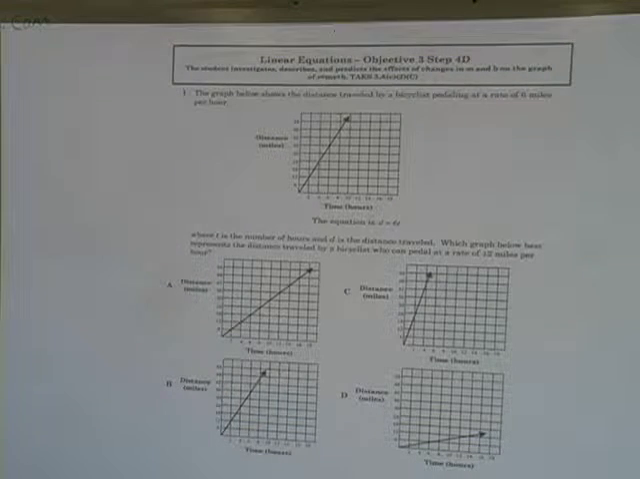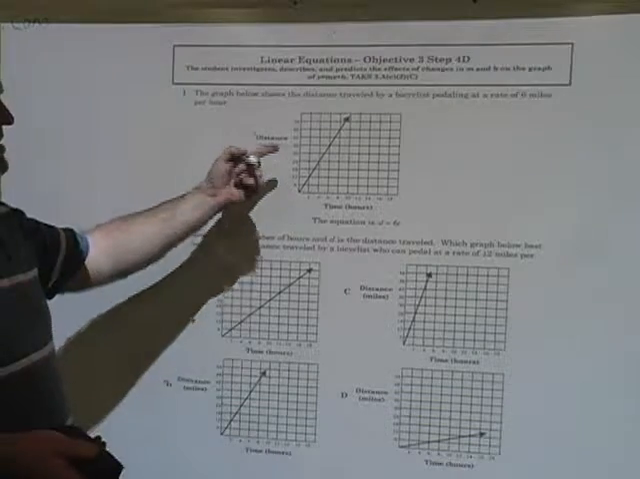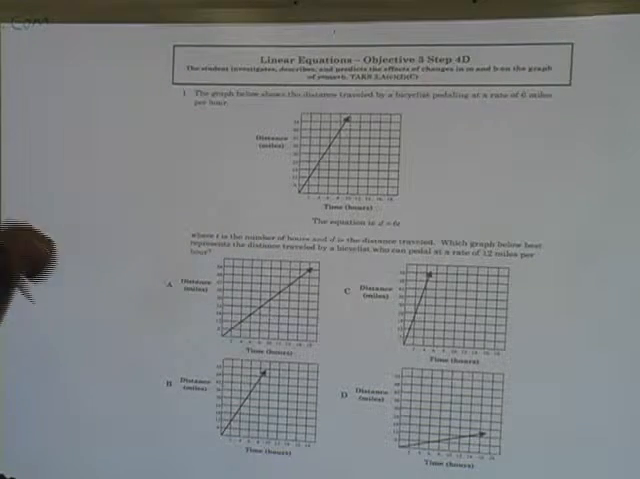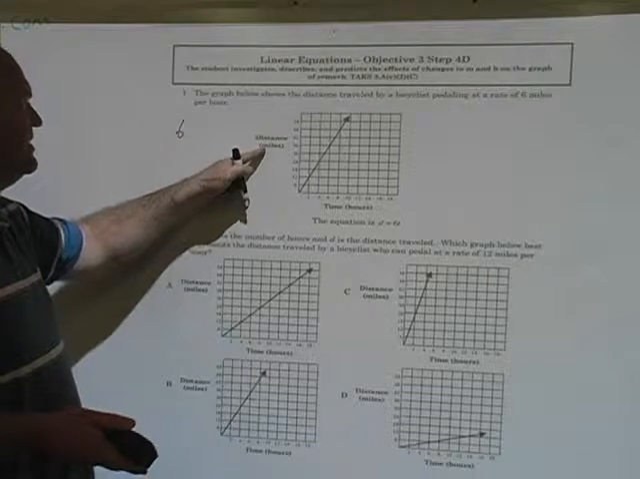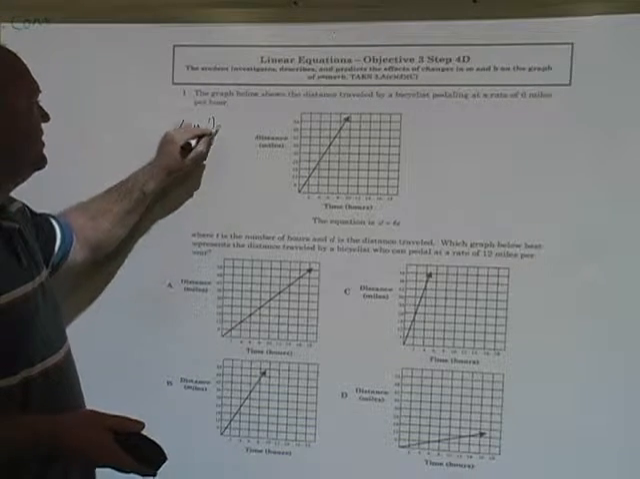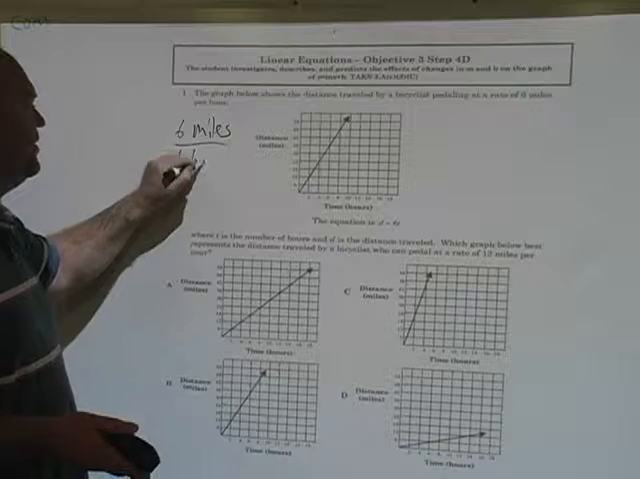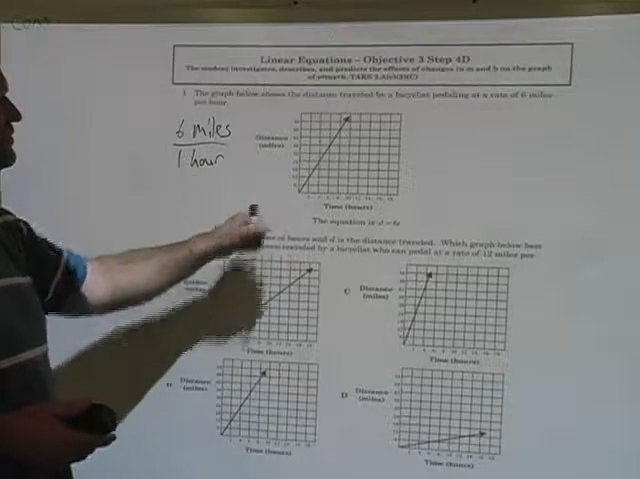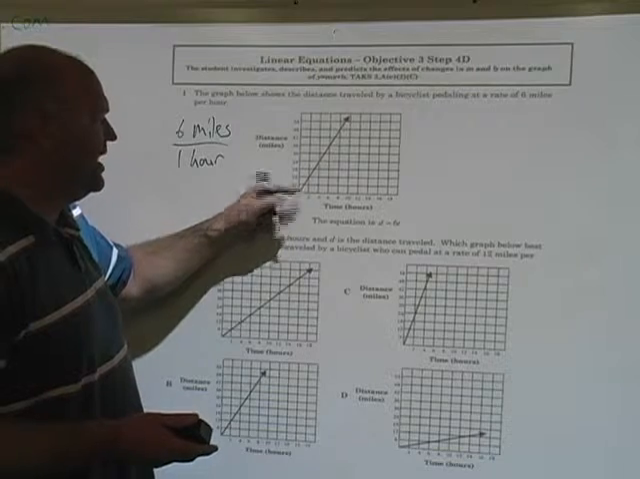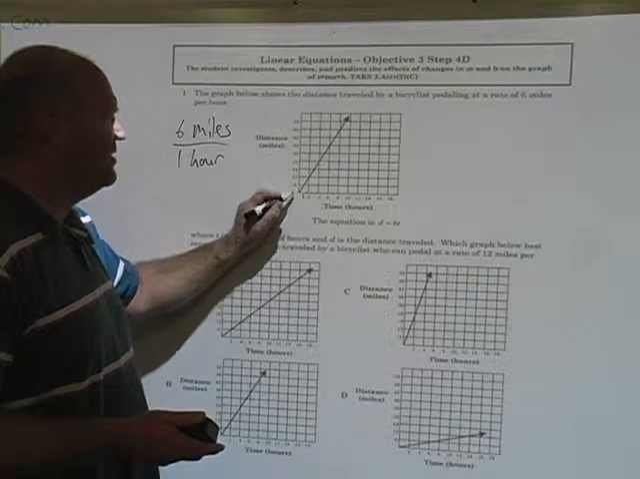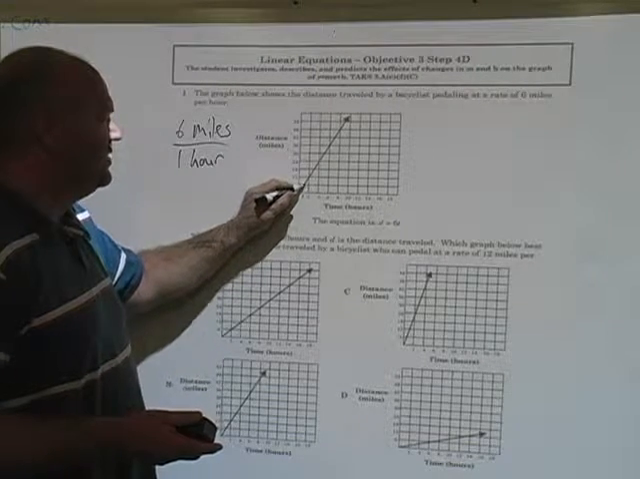Same thing here. This is the distance traveled by a bicyclist pedaling at a rate of 6 miles per hour. So they're going 6 miles in 1 hour. Okay. 6 miles in 1 hour. 1 is right here, so 6 miles in 1 hour.